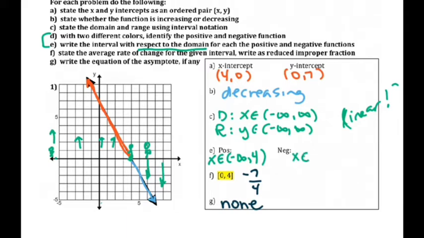So we're still, with respect to the domain, so we're still going to say x is an element of. And that's something people get confused. They think that they should go y because when we did domain and range, that's what we did. But this is talking about the interval with respect to the domain.